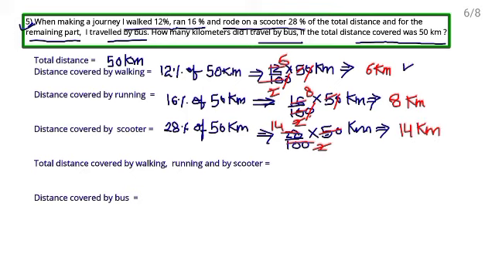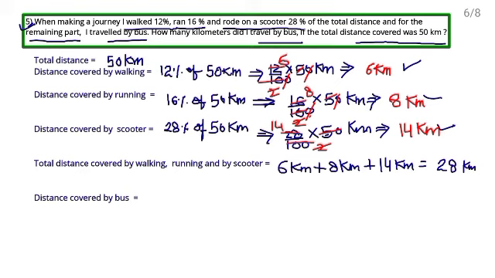Now he has covered 6 kilometers by walking. So how much total distance did he cover? 6 kilometers plus by running 8 kilometers plus by scooter 14 kilometers. So total distance he has covered till now is 28 kilometers. Right?